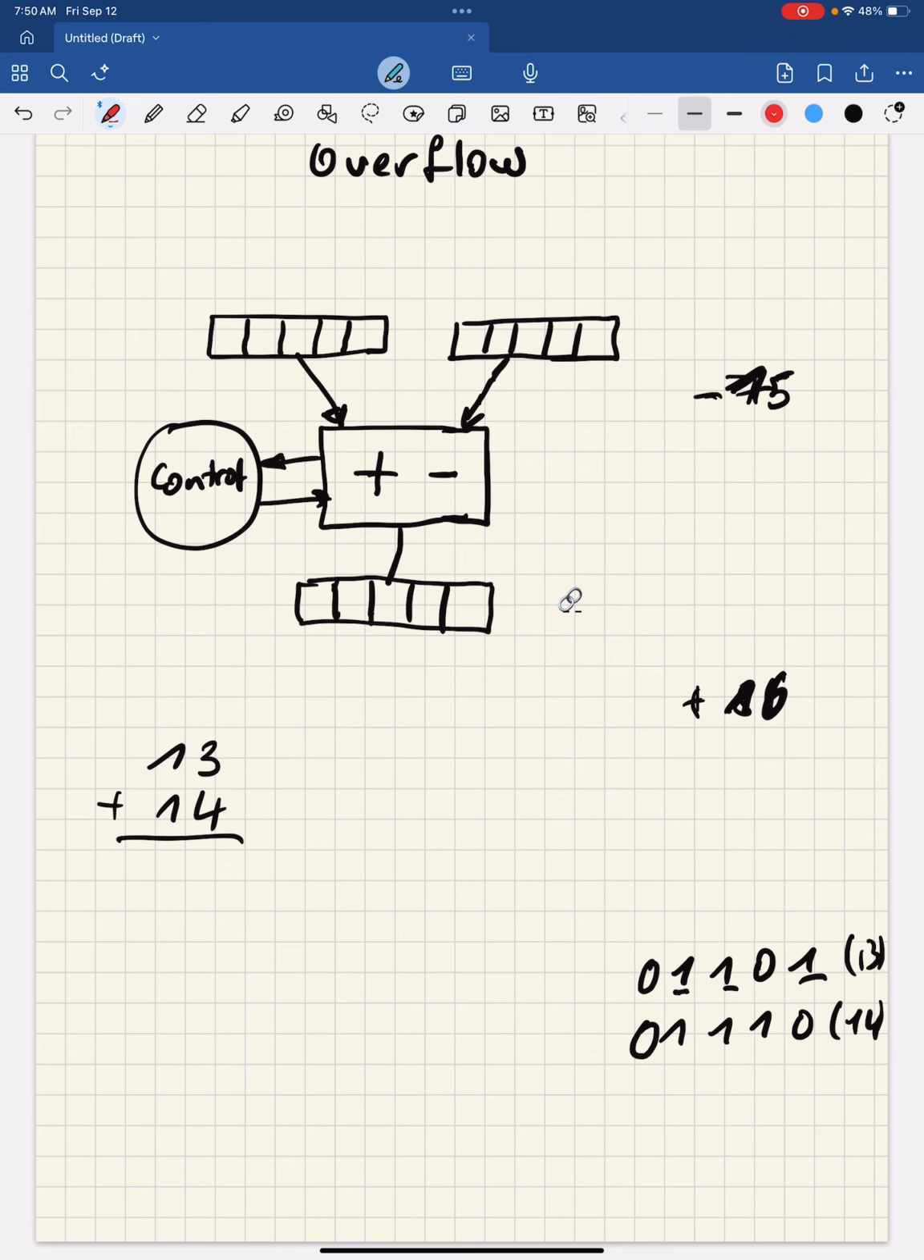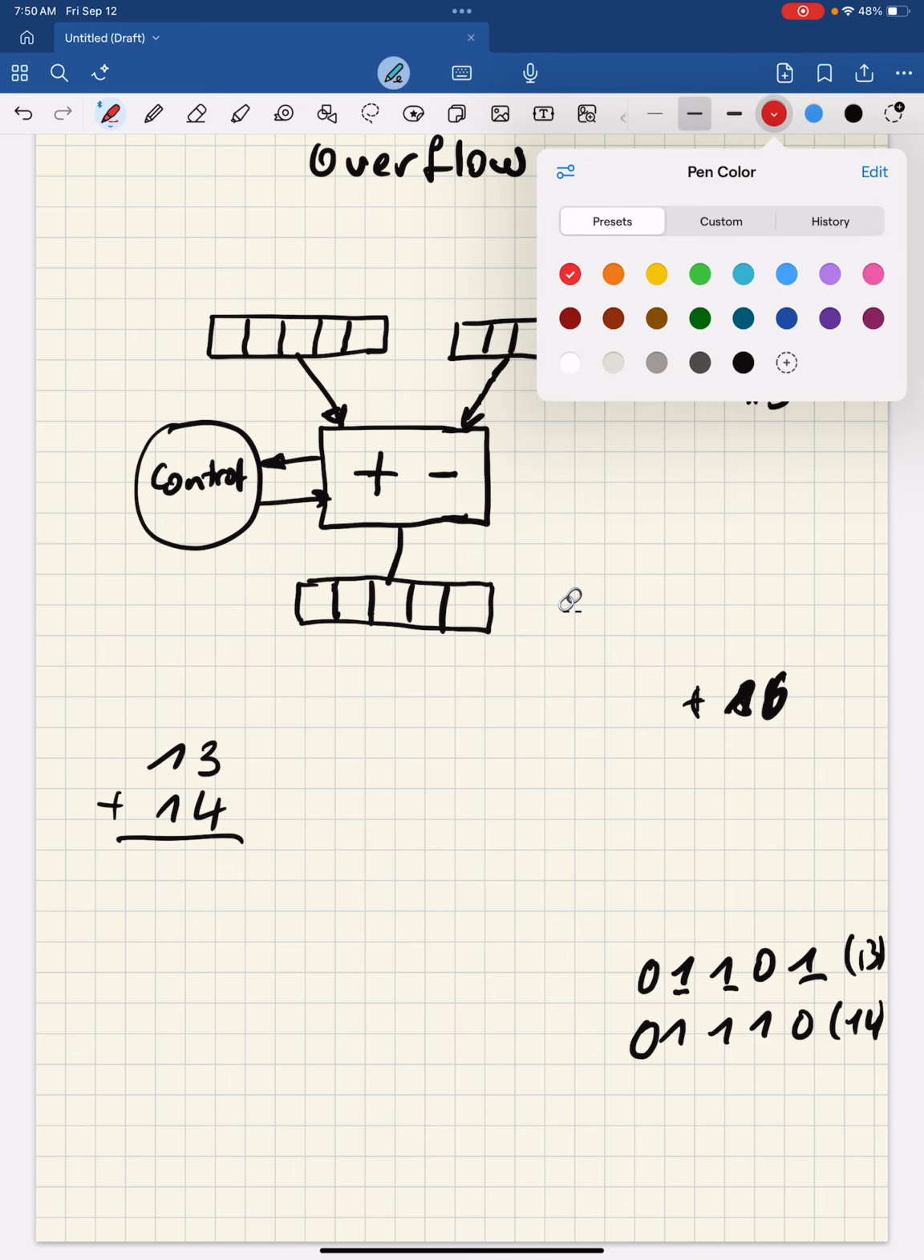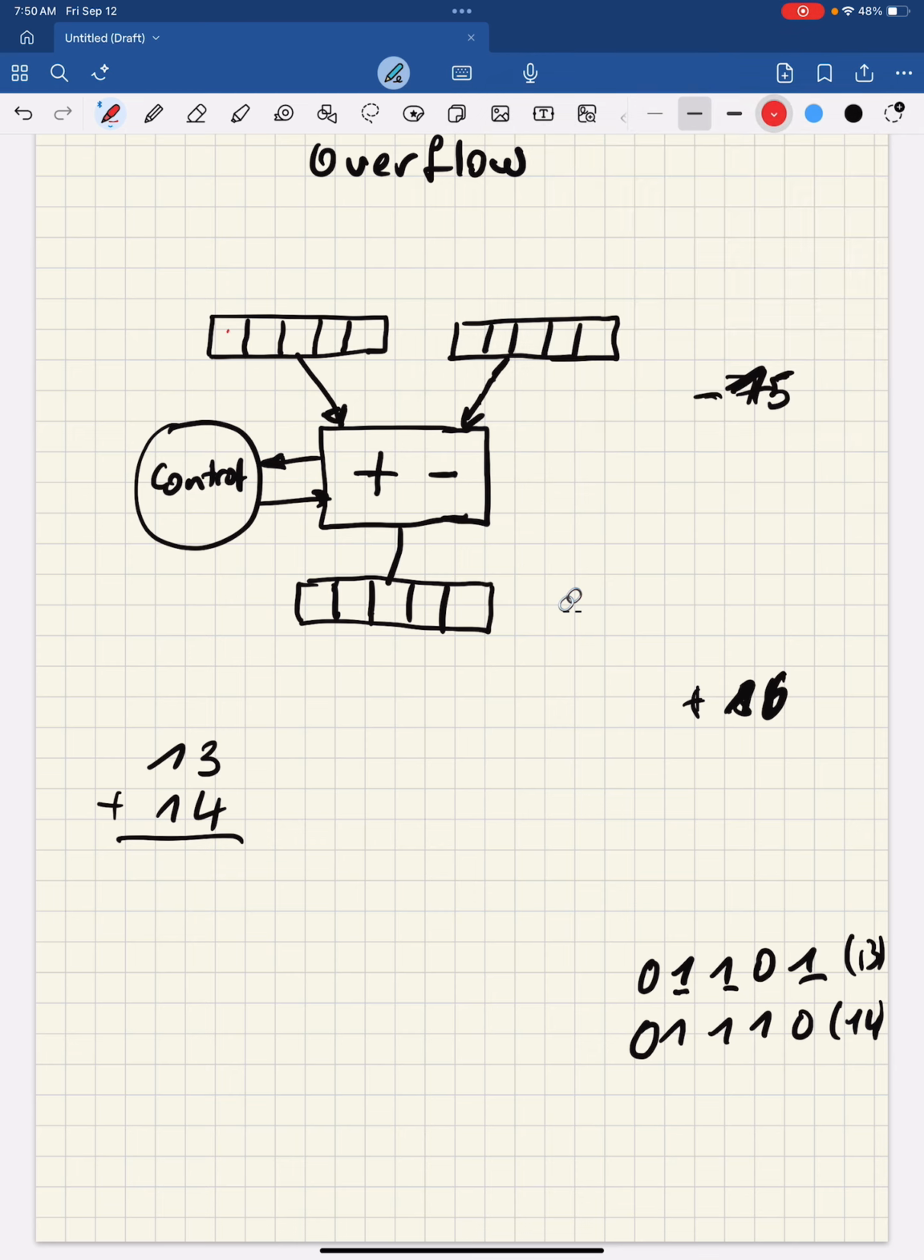I'll take the first number, which is 13, and then I'll put 13 in this register. That will be 0, 1, 1, 0, and 1. I'll take 14 in the other register. That will give me 0, 1, 1, 1, and then 0.